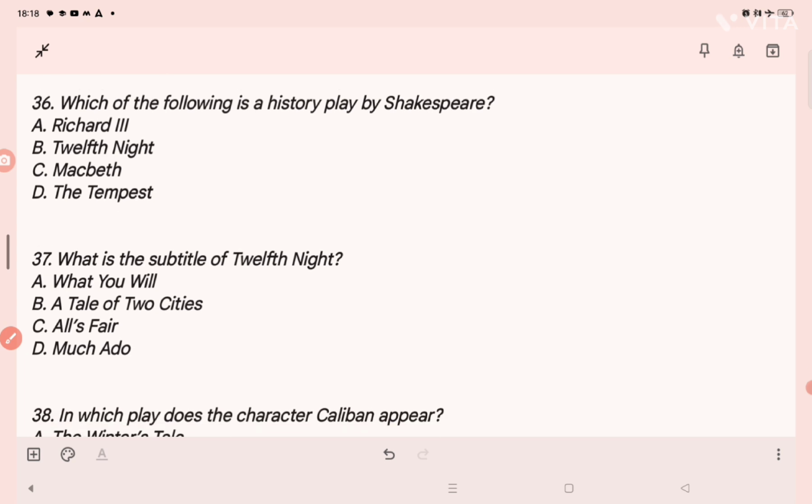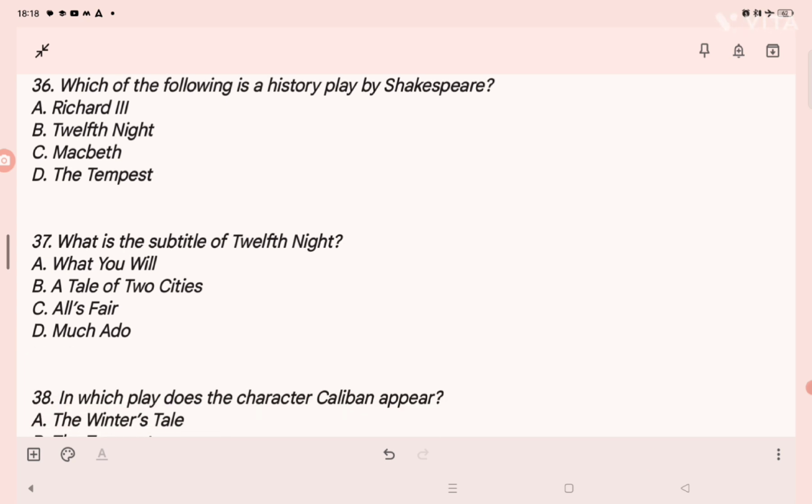Which of the following is a history play by Shakespeare? Option A, Richard III. Richard III is a history play by Shakespeare focusing on the rise and fall of Richard, Duke of Gloucester.